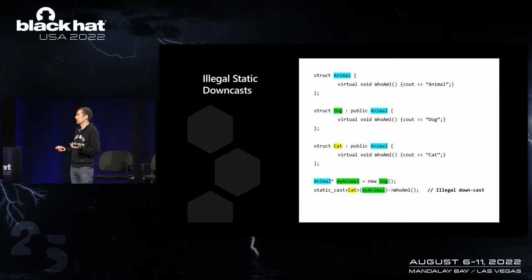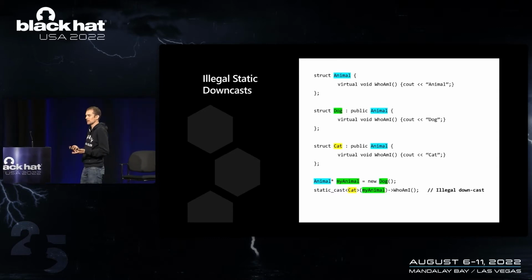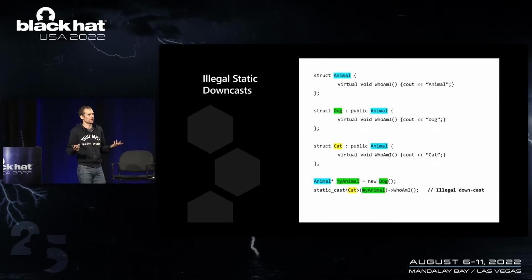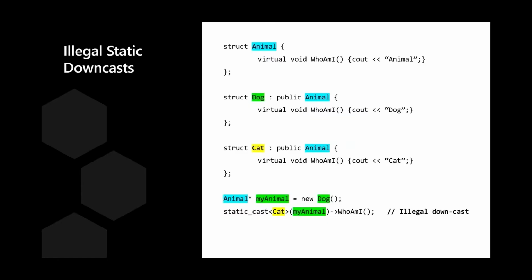So what I'm going to talk about today is CastGuard, and CastGuard aims at solving illegal static downcasts. I thought maybe we should just make sure everyone's on the same page about what an illegal static downcast is. So in C++, you can build class hierarchies that have inheritance.